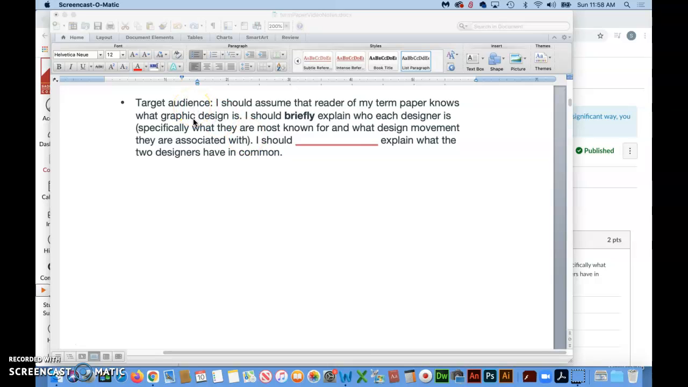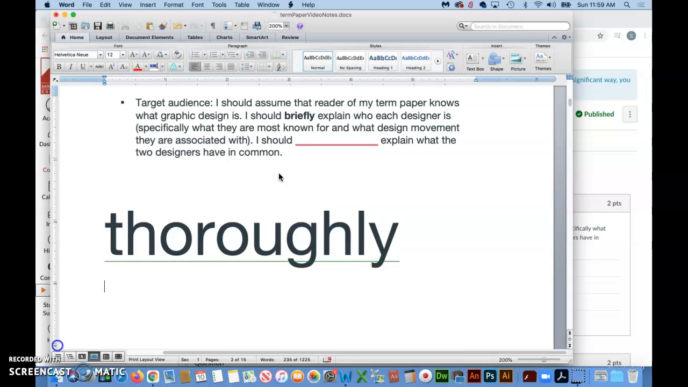Okay, so here is a question on the quiz. Target audience. I should assume that the reader of my paper knows what graphic design is. I should briefly explain who each designer is, specifically what they are known for and what design movements they are associated with. I should blank explain what the two designers have in common. Is that I should thoroughly explain what the two designers have in common.